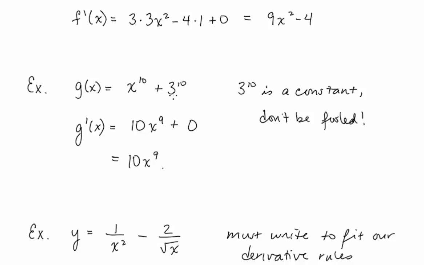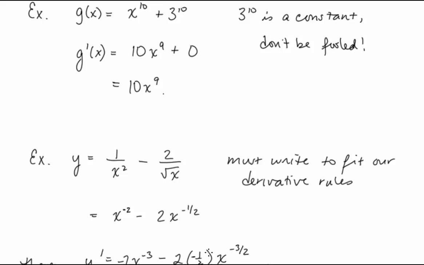And students often get confused by something like 3 to the 10th. They want to say the derivative should be 10 times 3 to the 9th power. But be careful, 3 to the 10th is just a constant. So its derivative is 0. Don't be fooled by that. So g prime of x here is just 10x to the 9th.